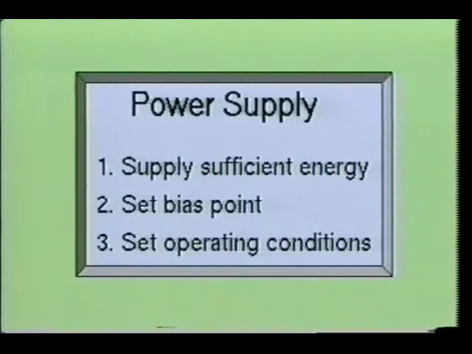When working with amplifier circuits, the DC power supply must satisfy three requirements. It must supply sufficient energy to the amplifier stage. It is used to set the operating point of the device for proper operation. And it is used to set the electrical operating conditions of the amplifier.